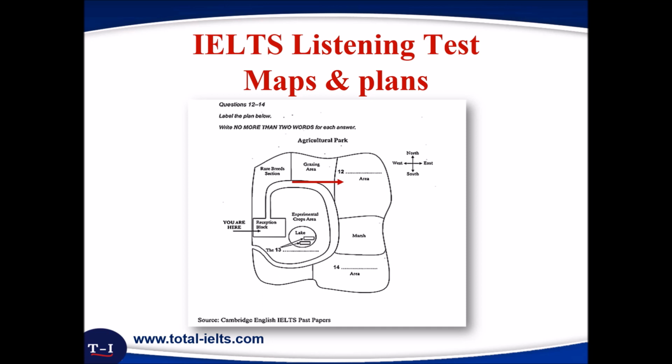In question 12, the recording says, next to this moving east is the large grazing area for the rare breeds. Then further east is the largest section of the park, which is the forest area.